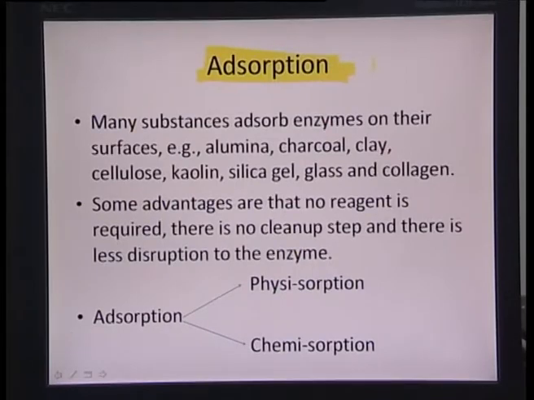So many substances really adsorb enzymes, particularly on their surfaces. Some of the examples could be alumina, charcoal, clay, cellulose, kaolin, silica gels, glass, collagen, etc. If you look at the microstructural aspect of these surfaces, they are all highly porous in nature, and essentially more surface area is involved. So if the area is more, the tendency of adsorption of a particular moiety is more. So adsorption is a phenomenon that depends typically on the number of binding sites that a surface has to offer. If you have more surface area, more binding sites, you have more adsorption.